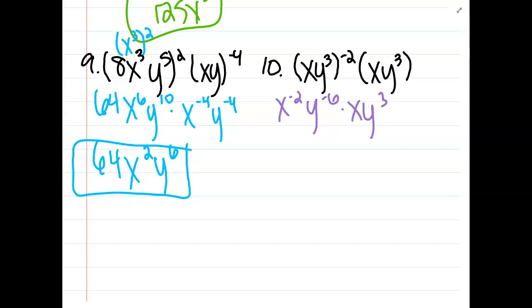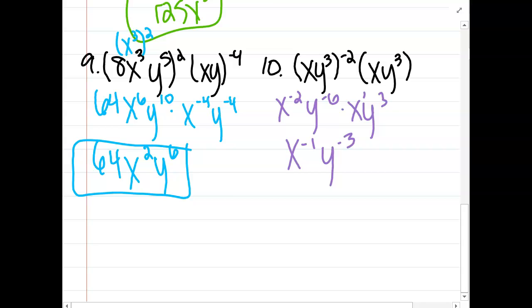Now remember, before you start moving your negative exponents, if I have an x to the negative 2nd and an x, there's no reason to have this x in 2 different places. I can rewrite this as one power, and we do that by adding the exponents. So negative 2 plus 1 would give me x to the negative 1st. And for the y's, add the exponents. Negative 6 plus 3 would give me y to the negative 3rd.